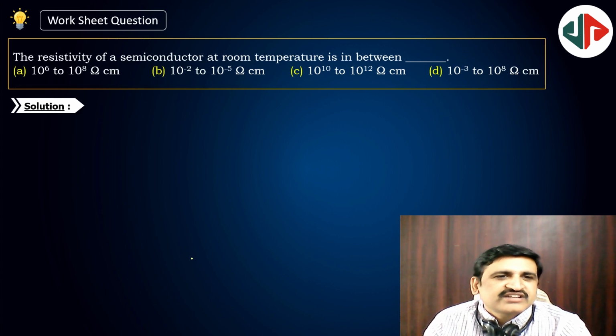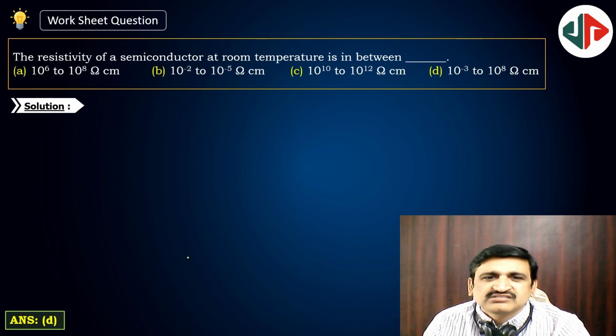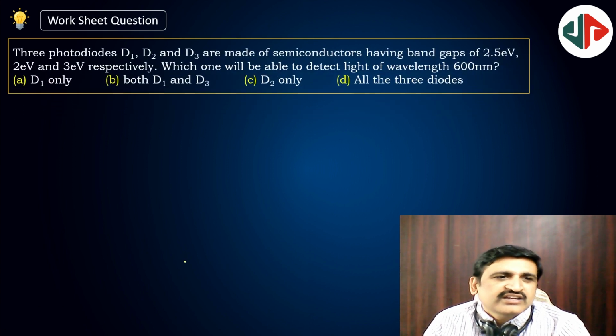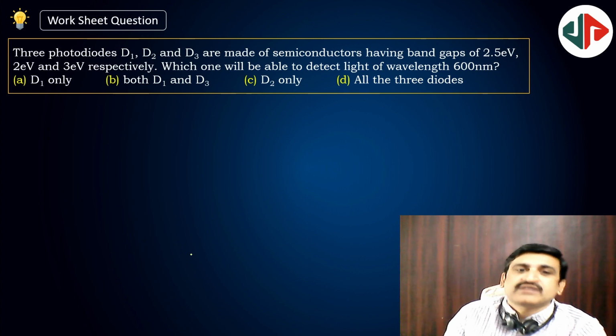The resistivity of a semiconductor at room temperature is, a memorizable thing, 10 power minus 3 to 10 power 8. And 3 diodes, D1, D2, D3, made up of semiconductors having band gaps 2.5, 2, 3 respectively. Which one will be able to detect light of wavelength 600 nanometers?